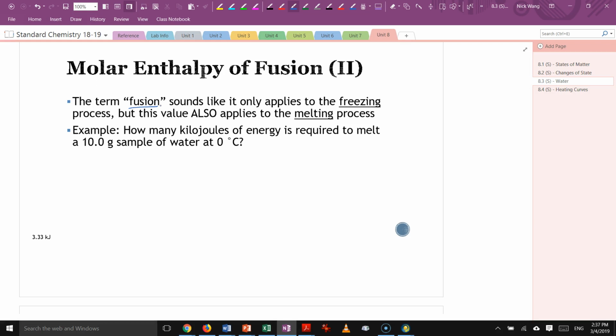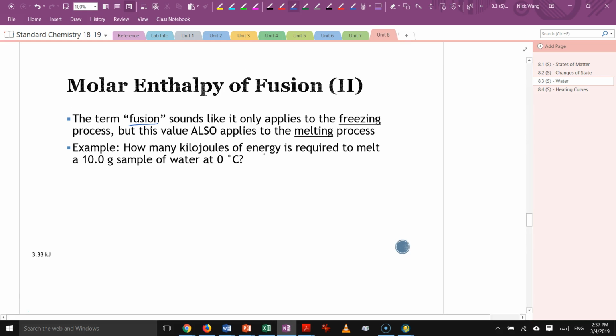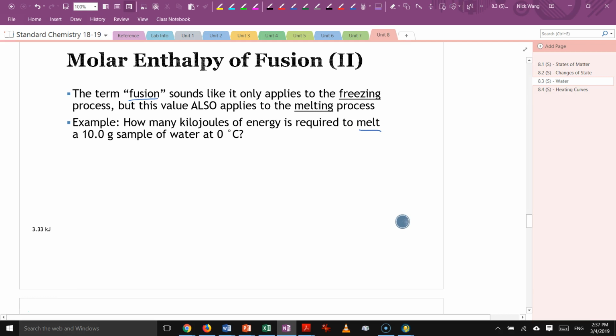And so when we talk about the word fusion, the word really applies to both the freezing and the melting processes, just in opposite directions. We still use the same value. So in this example, let's go ahead and take a look at this one. How many kilojoules of energy is required to melt a 10-gram sample of water at 0 degrees Celsius? All right, well, let's go and break this one down.